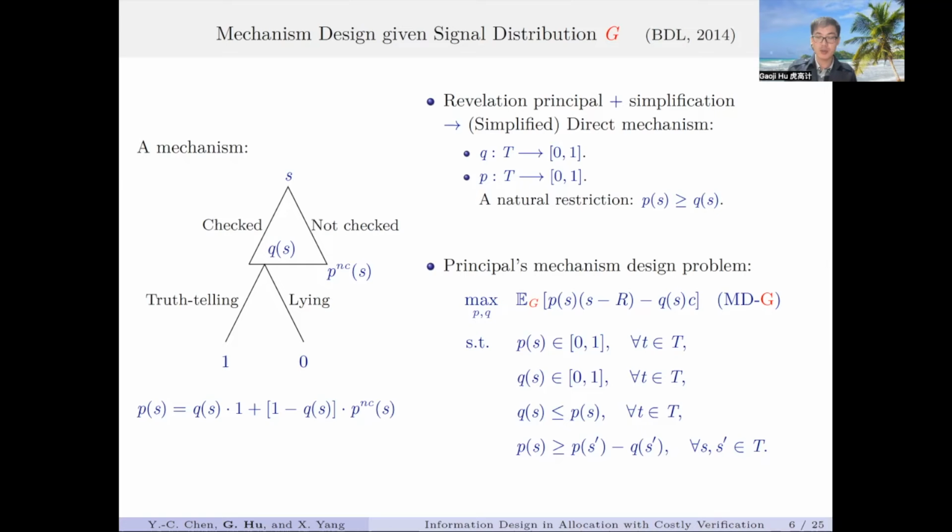If the agent reports the true signal S, then the total assignment probability is P of S. And on the right-hand side, if the agent misreports some other signal S prime, the agent can get the good only if the agent is not checked. So it's P minus Q, okay?